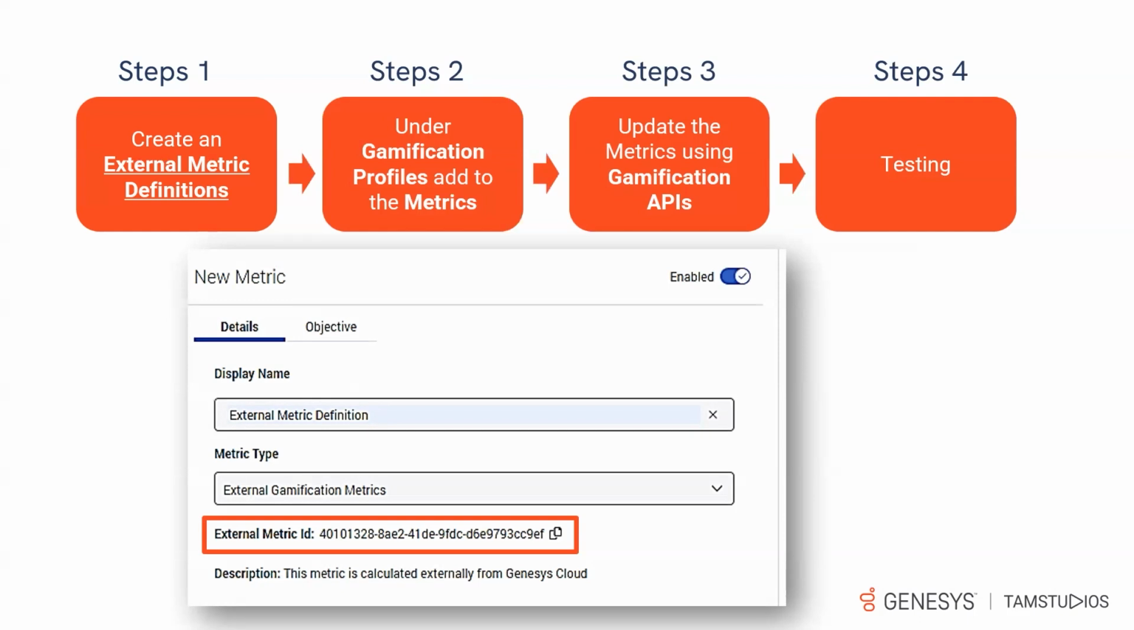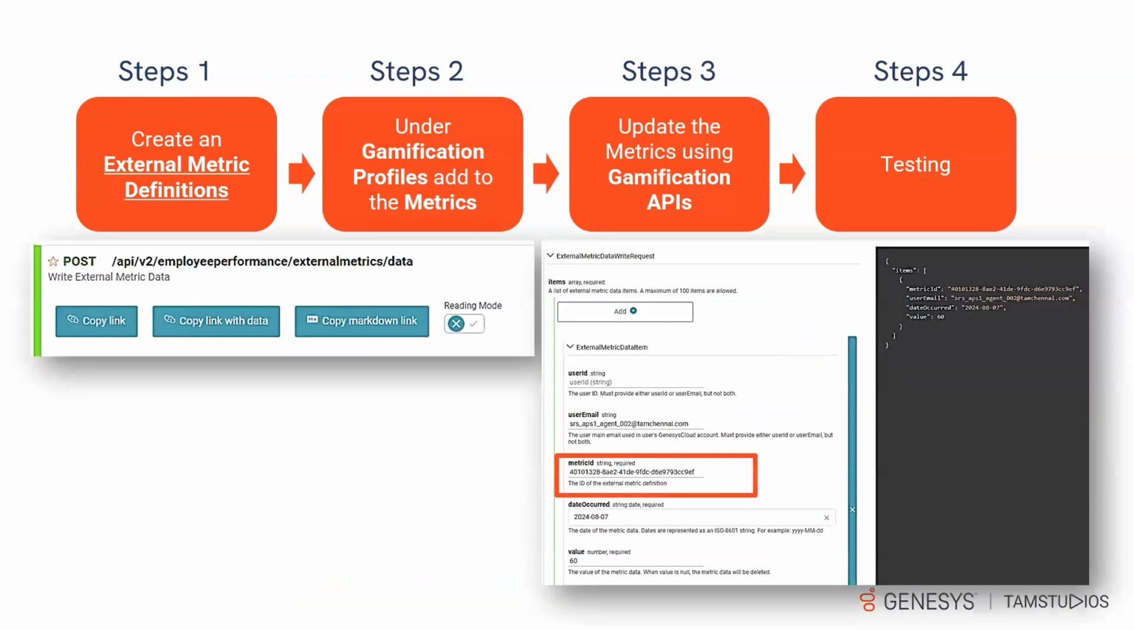Once you created the external metrics, now it is time for step 3, to update the metrics using the gamification API. What is in the gamification API? Under the POST API v2 employee performance external metrics data, you need to give the metrics ID that you have copied in the previous steps and then give the data that you want to have. Once you enable that, it will be applied to the agent or the user that you have selected using the user email or the user ID.